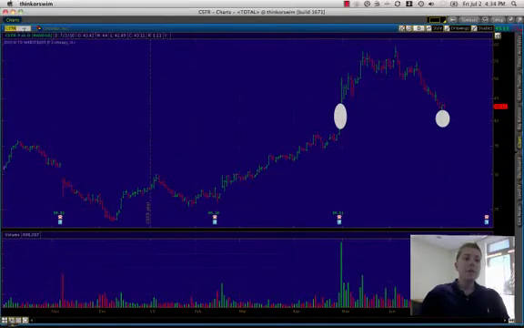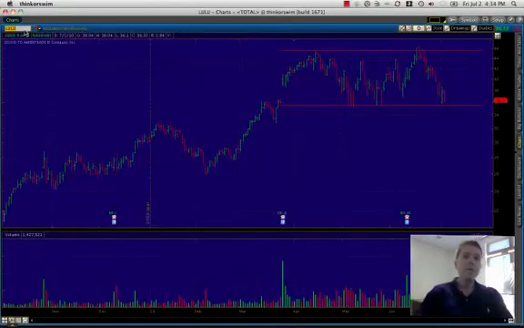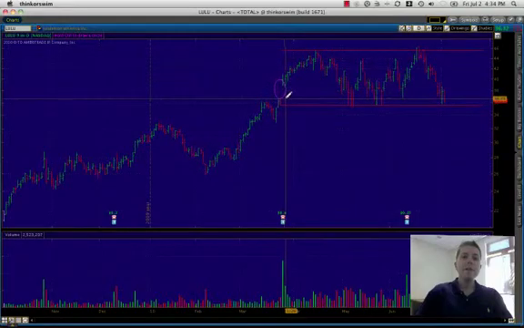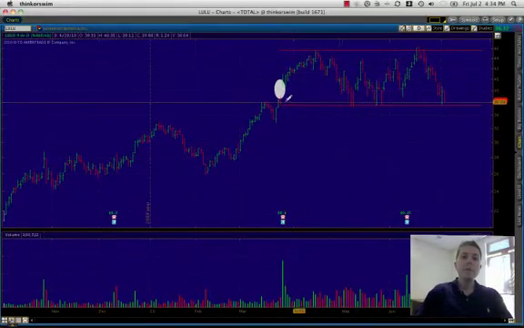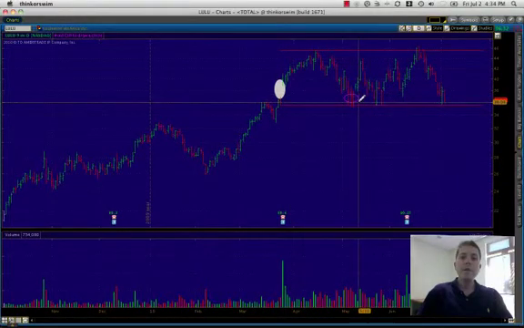Let me give you an example of a fully filled exhaustion gap. We've got LULU here, L-U-L-U. You can see we had this nice gap to the upside here, but it turned and burned, and we had this complete gap fill right around this area in the price action.